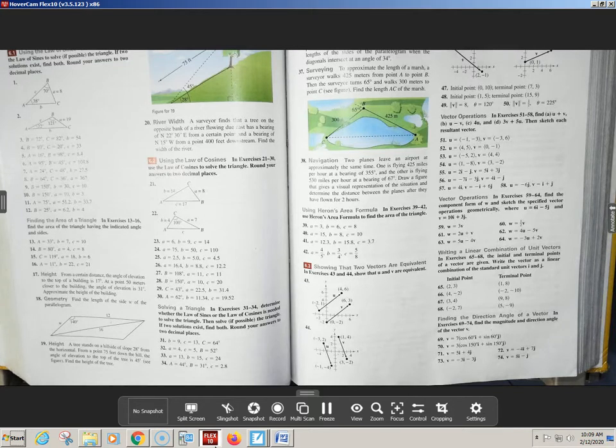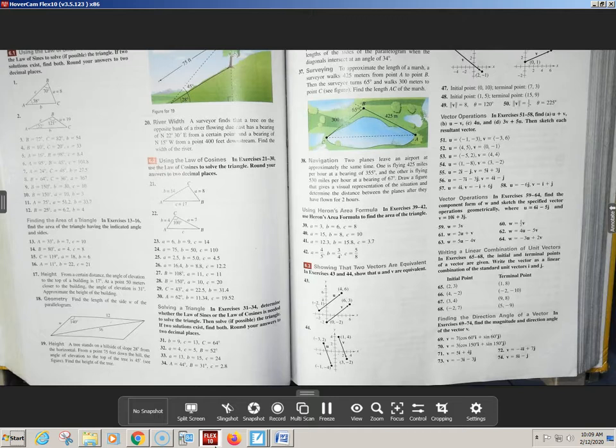So, long answer, there are 3 with 1 bonus. One of them is just, I give you 3 pieces of information of a triangle and I tell you to solve for the rest of the triangle. Very 6-1, 6-2, and you get to choose how to solve. You could start with law of cosines and then go law of sines. You could start with law of sines and then go law of cosines.